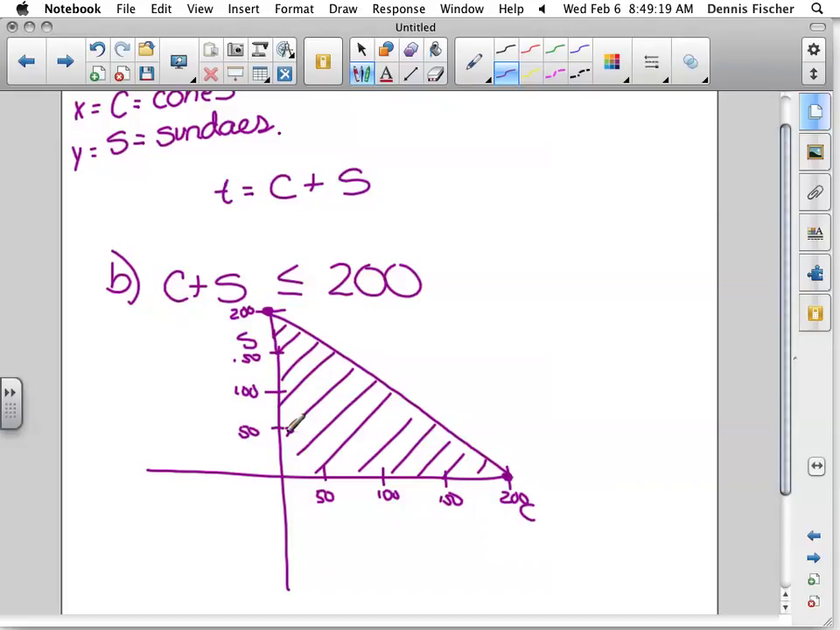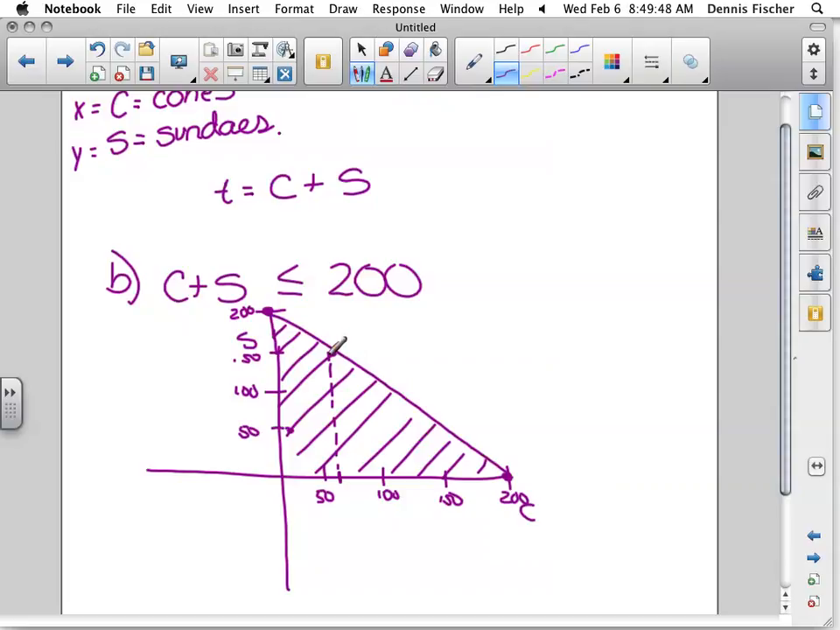On the graph, find the point representing 60 cones and as many sundaes as possible. What is the S value of the point represent? So if I was doing this, 60 cones, I was right about here, let's say, and my graph is a little bit off, right there is my value of where it hits the line. What would that represent? What'd you say? 140. 140 on the line, correct?